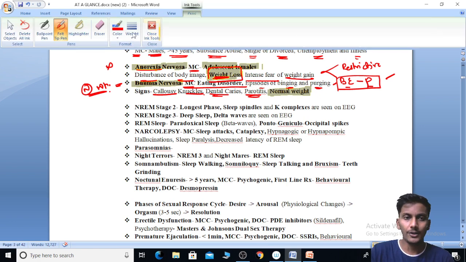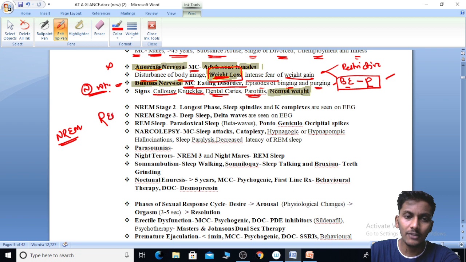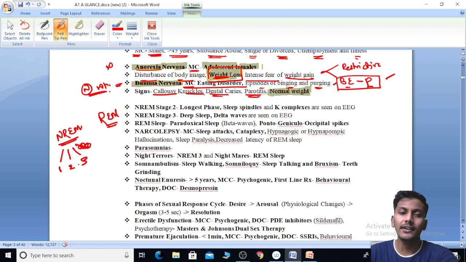So you need to know these important features. Now, talking about sleep stages. Usually sleep is broadly classified into how many stages? It is classified into two phases. First is your NREM phase, that is non-rapid eye movement phase, and second is your REM phase, that is rapid eye movement phase. For the NREM, previously it was classified into four phases, but now it is only classified into three phases: NREM stage 1, NREM stage 2, and NREM stage 3. So NREM is subdivided into three stages. Yaad rakhna, important hai.